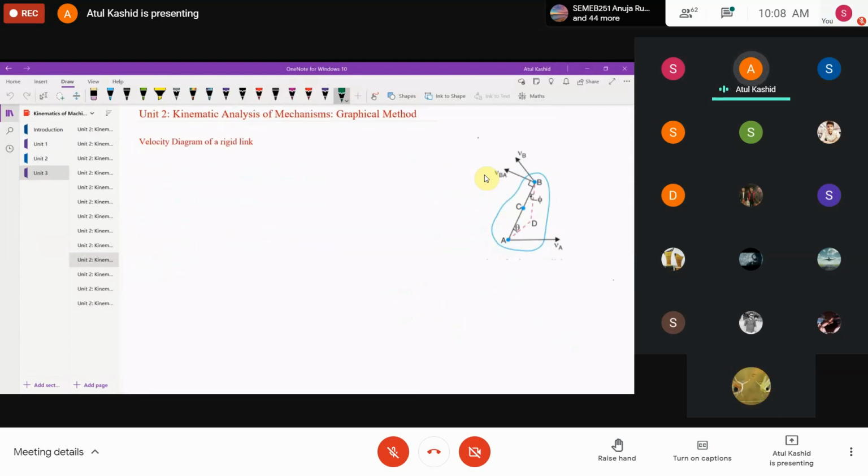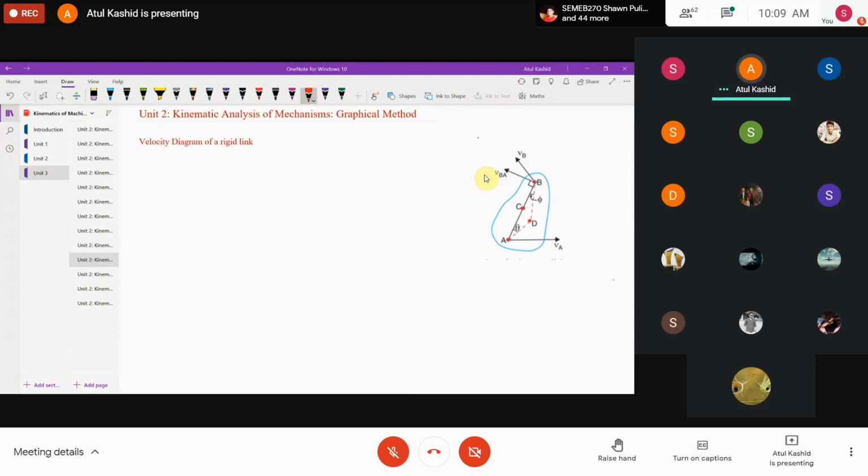Then we had also started with this point where, in the figure, you can see a rigid body, and there are two points on this rigid body, A and B. This is the point A on the rigid body, and this is the point B on the rigid body. Also, you can see there are two more points. One point lies on this link, which is the point C, and the next point is the point D, which is lying outside the link over here.